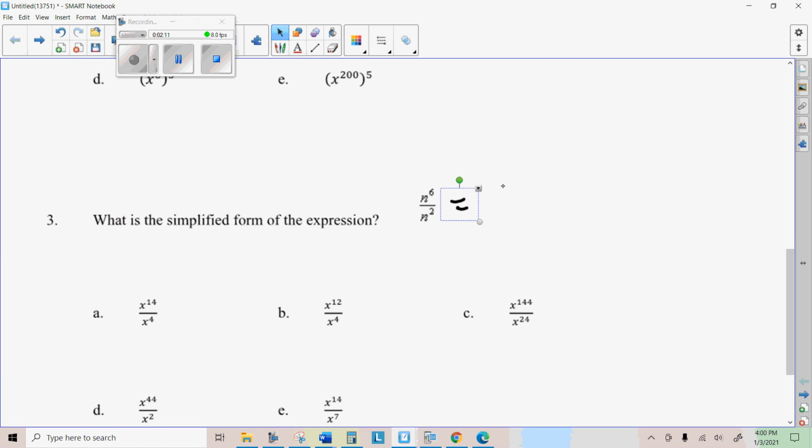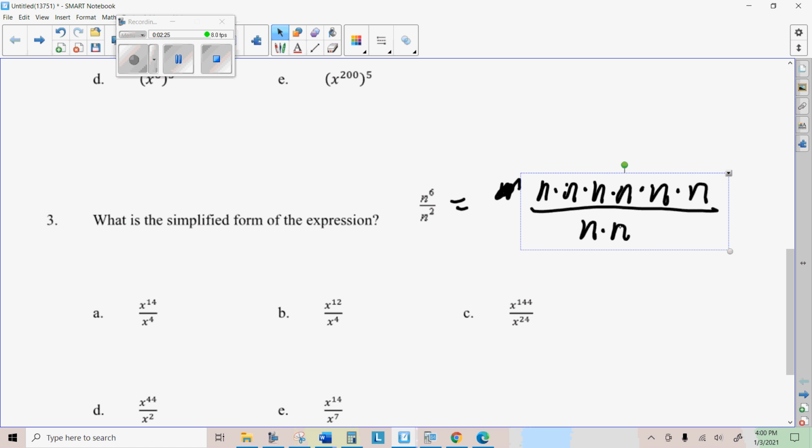Okay? Now, what about when you're dividing? To help you understand this, I'm going to go ahead. It's not such a big problem to write in expanded form. So I'm going to write n multiplied by itself 6 times. And then on the bottom, I'm going to multiply n times n, because that's n to the second power, right? Well, this divided by this is just 1, so those cancel, and you'll notice that I'm taking away 2 of them. I'm left with 4 of them. So my answer is n to the 4th.